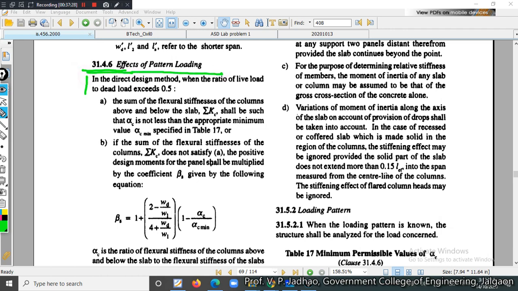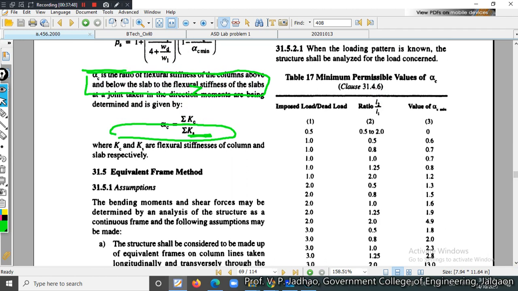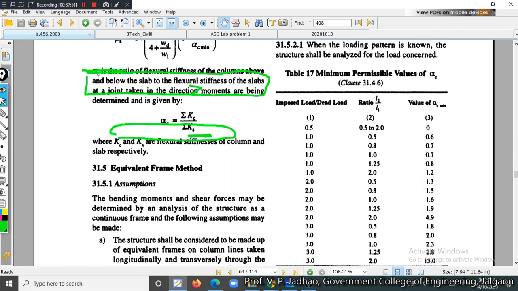What it says is, in the direct design method, when the ratio of live load to dead load exceeds the limit, we will calculate the value of alpha c minimum from Table 17. Table 17 is given just below this. From this table, we know the ratio of live load divided by dead load, and we know the ratio L2 upon L1. We just have to calculate the value of alpha c minimum and compare it with the values of alpha we already calculated.